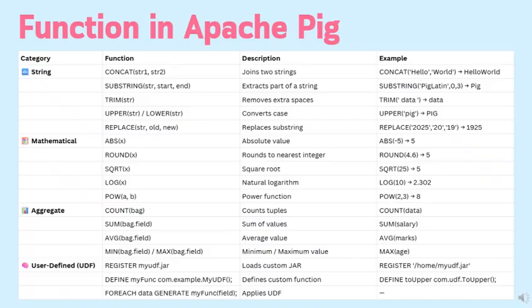Now let's talk about some built-in functions. You'll use these a lot. There are string functions like concat, substring, trim, upper, replace for text processing. Mathematical functions like absolute, round, square root, log, power for numerical work, and aggregate functions like count, sum, average, minimum, maximum for analytics. And finally, user-defined functions, UDFs. You can load your own Java or Python jar files and extend Pig's functionality, and then use your own custom function in scripts. That's what makes Pig powerful. You can make it your own.